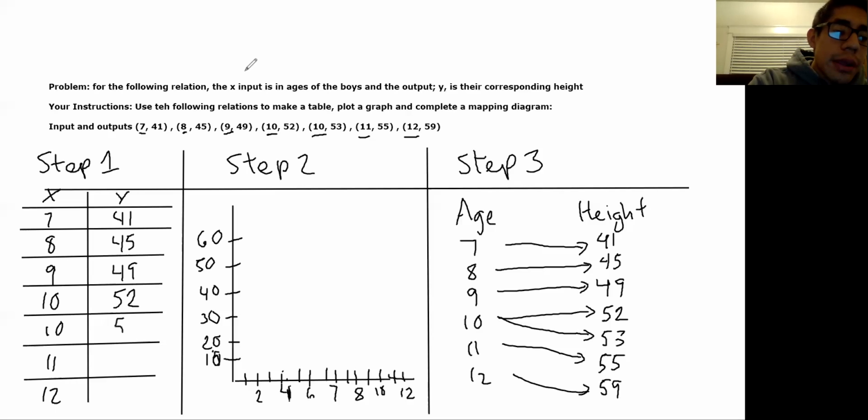Then it's 53. Then it's 55. Then it's 59. Okay, so I have my table of values. What do I do next?